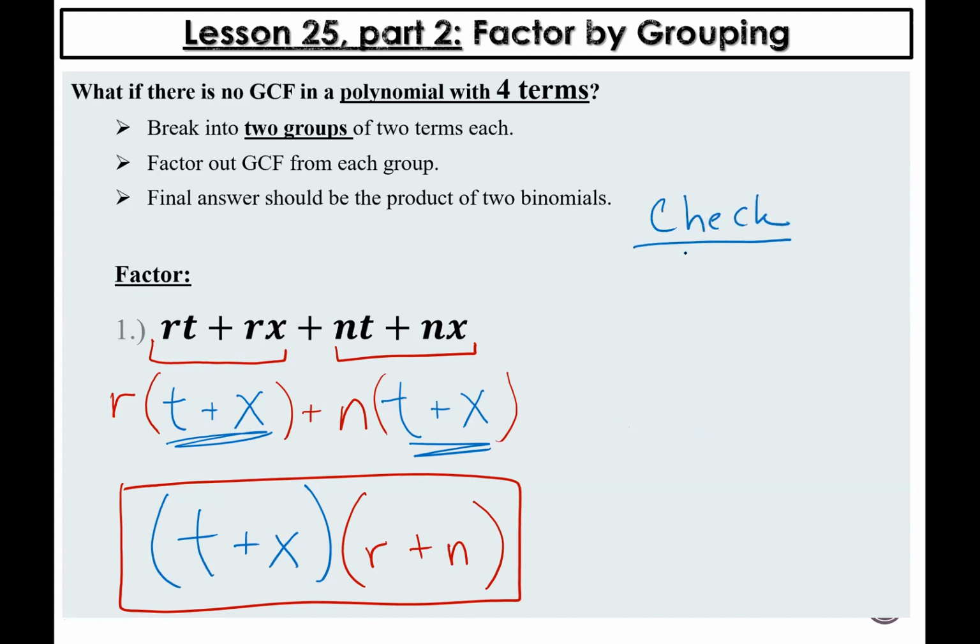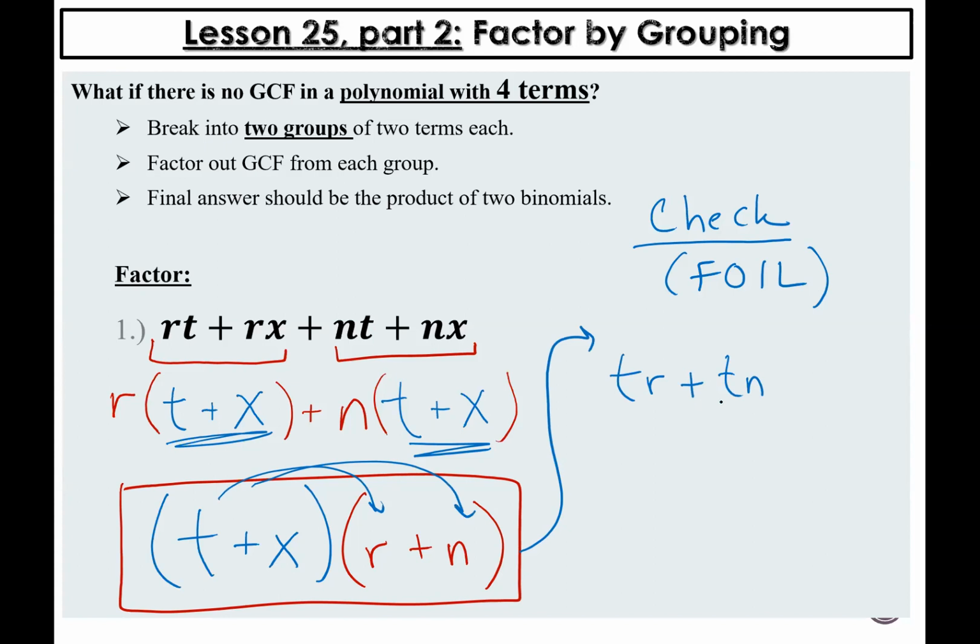And when we check our answer, it will look like we're doing FOIL, meaning we're distributing. So let's take this expression, this answer, and let's FOIL. Let's multiply these together and see if we end up getting the original problem. So let's do that. T times r, that's TR, plus T times n, that's TN. Okay, so this is what I just did. My first, outside, and now we'll do inside terms. X times r, that's XR, plus my last two terms, x times n, xn.